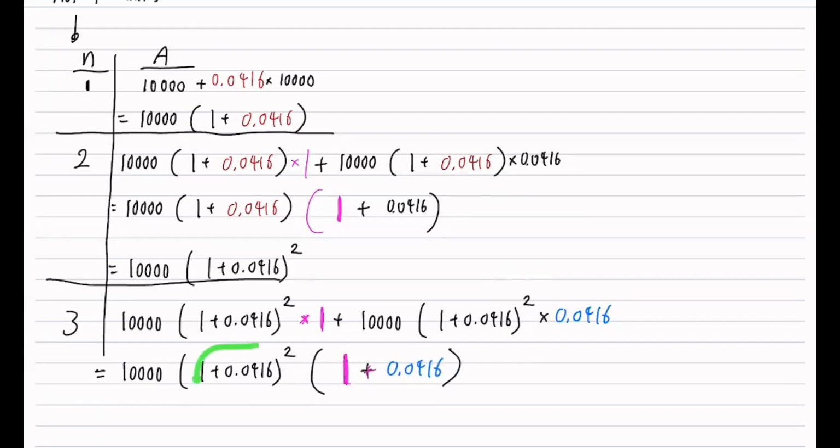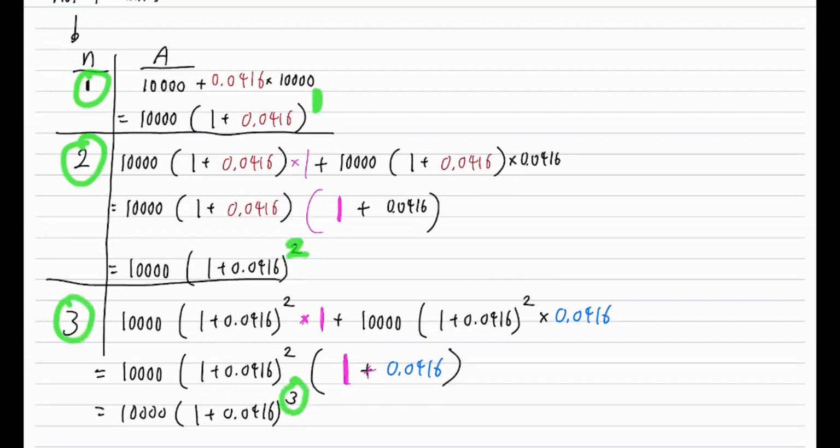Then what do you notice? Here power 2, here power 1. Combined together is power 3. So in general, you start to see the pattern already. When it's 1, there's an invisible power 1. When it's 2, there's a power 2. When it's a 3, there's a power 3.